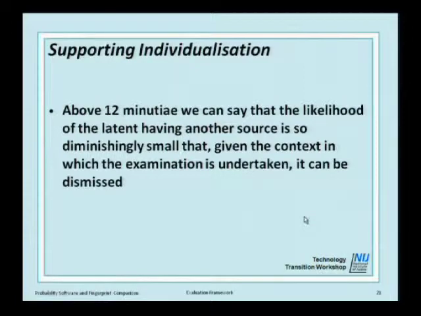So above 12 minutiae, we've said this several times before, those likelihood ratios, we can demonstrate they're so high that actually the minutiae is enough. We don't need to really worry about anything else. Diminishingly small, can dismiss it. As an opinion, I can individualize. No problem at all.